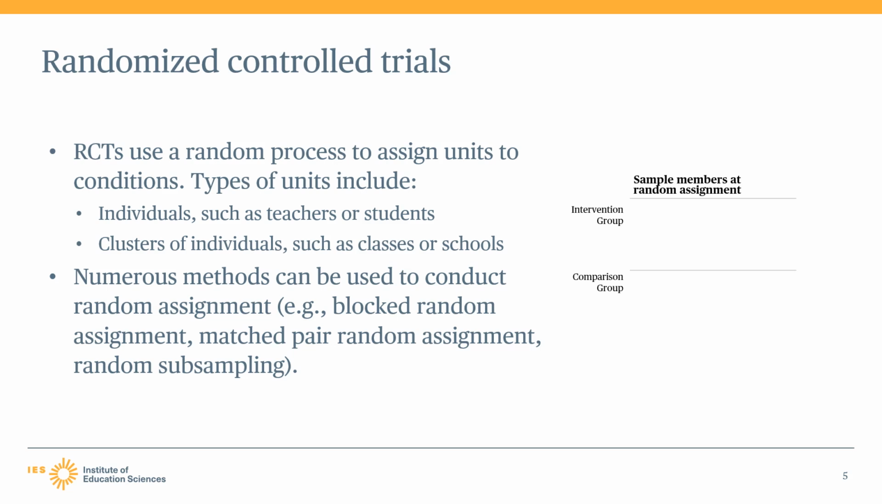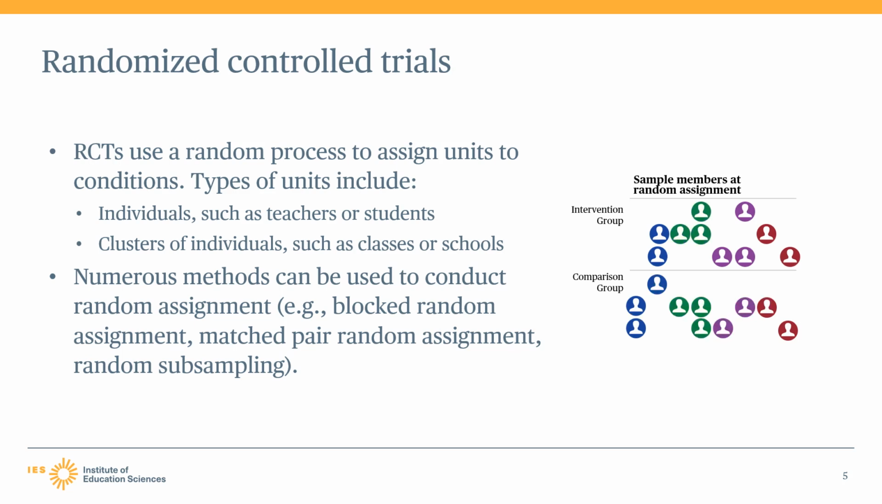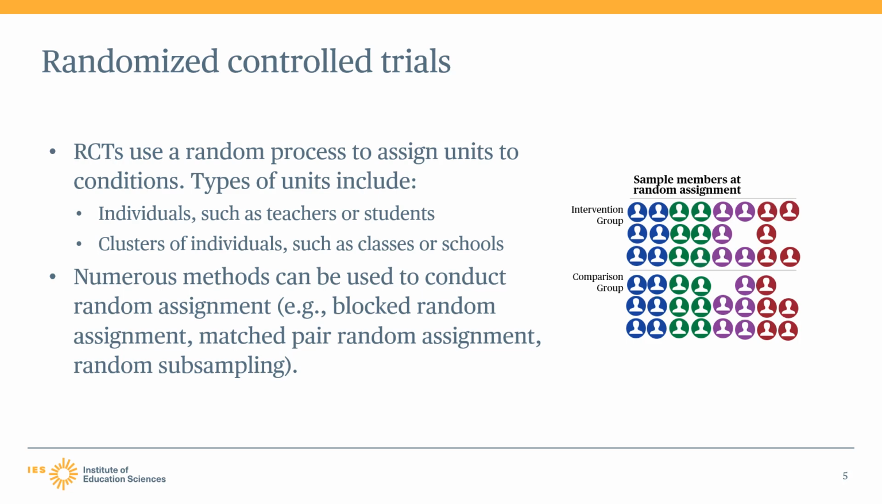Recall that randomized controlled trials, or RCTs, are those where units are randomly assigned to two or more conditions. In a simple RCT, one group receives the intervention and the other serves as a comparison group. The units assigned to conditions might be individuals, such as teachers or students, or they might be clusters or groups of individuals, such as classes or schools. Researchers may use different methods to conduct random assignment, which may include, for example, blocked random assignment, matched pair random assignment, random subsampling, re-randomization methods, or using predetermined probabilities to assign units to conditions.